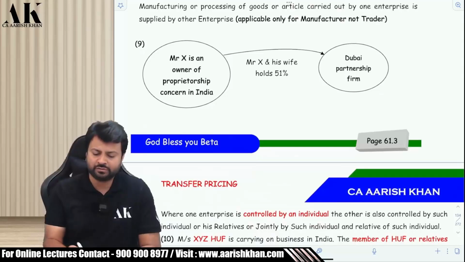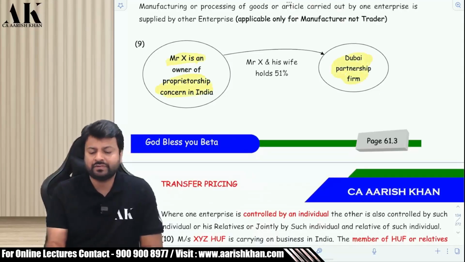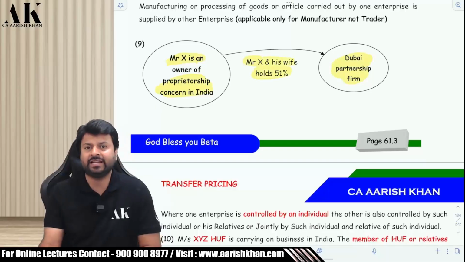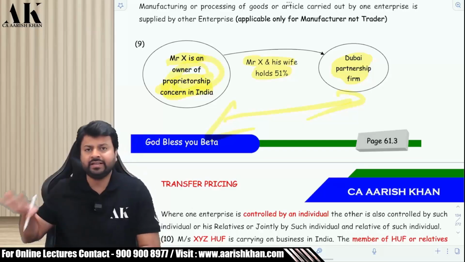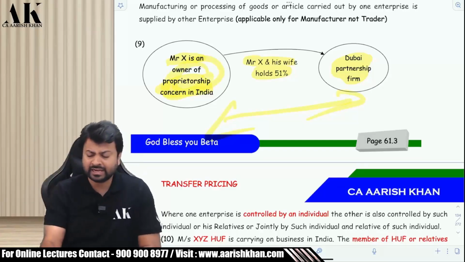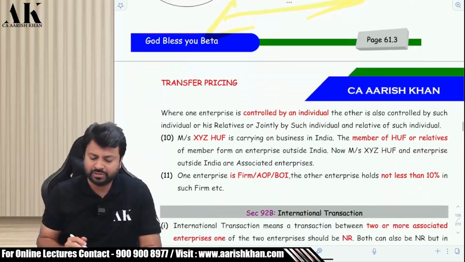Next one is for individuals. One entity is controlled by an individual, and another partnership firm is controlled by the individual and his relative. So then both of them are deemed to be associate entities. One entity is a sole proprietor. Another entity is a partnership firm which is controlled by me and my wife only. Then we both are also deemed to be associate enterprises.